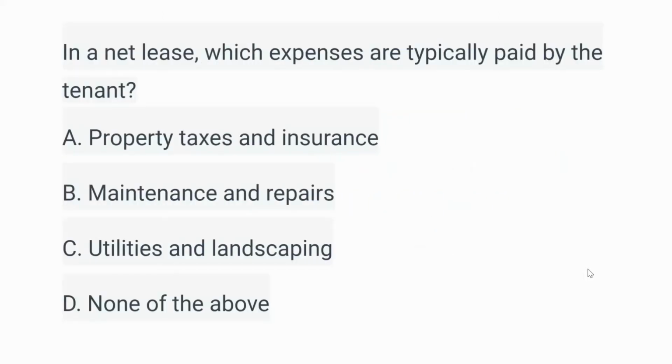In a net lease, which expenses are typically paid by the tenant? A, property taxes and insurance. B, maintenance and repairs. C, utilities and landscaping. D, none of the above.